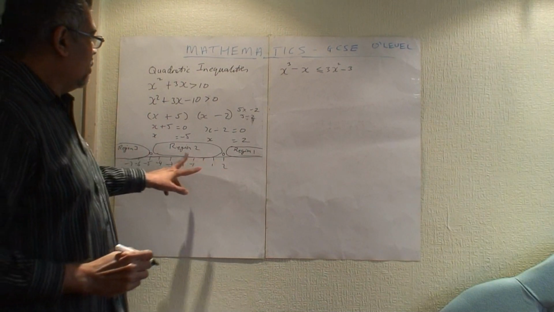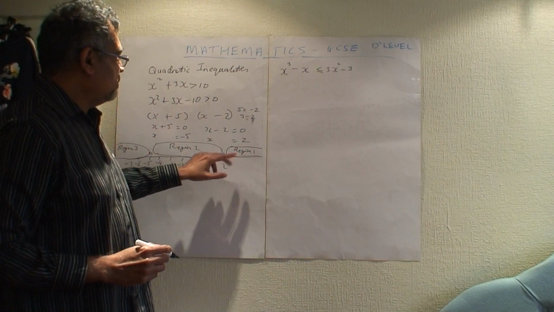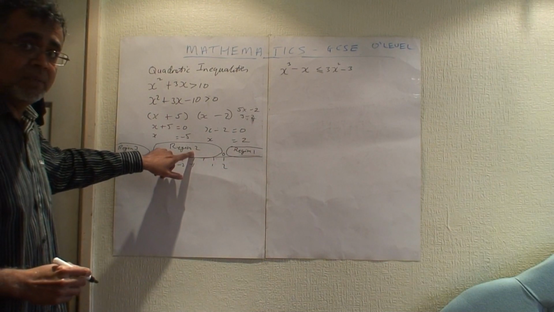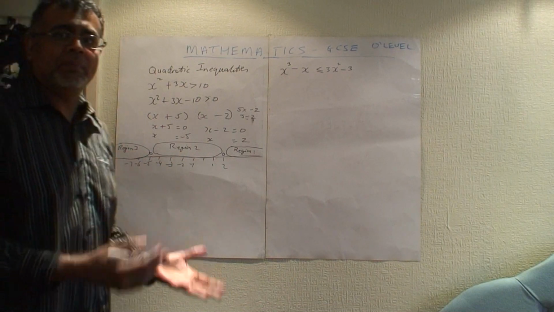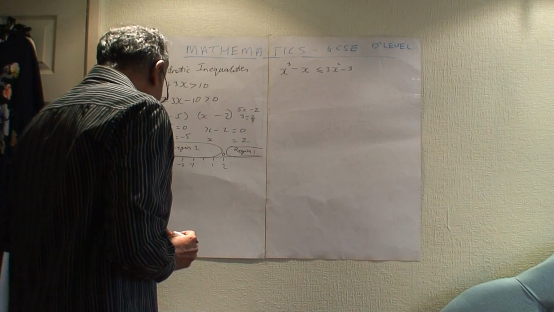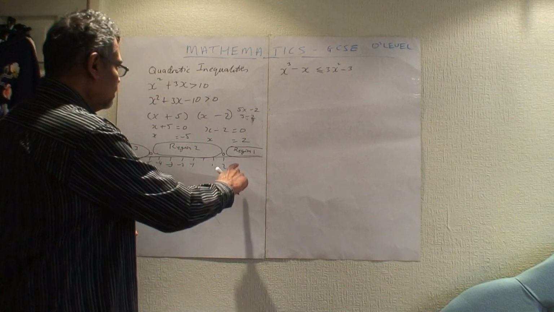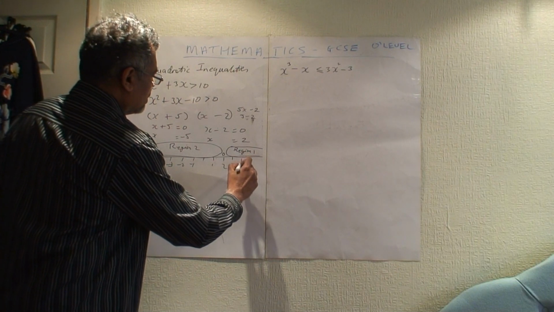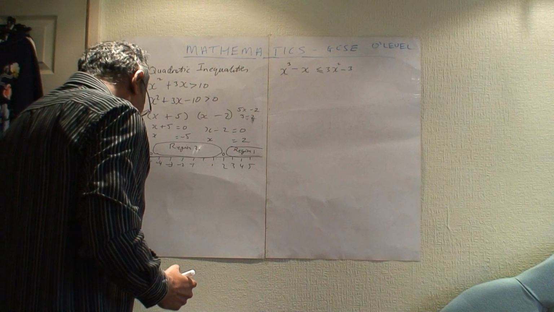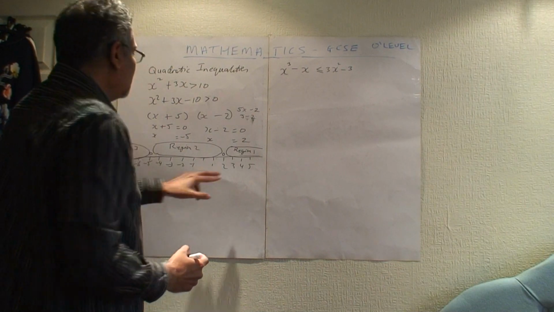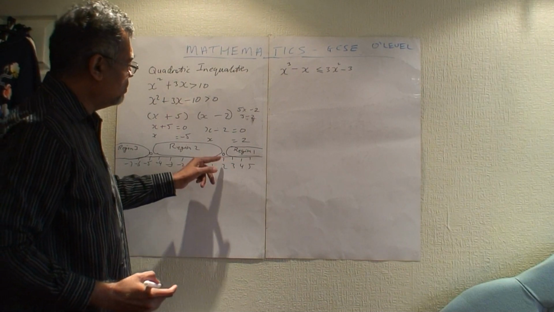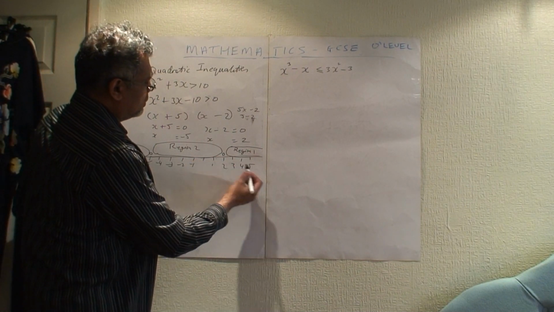Again, you need to find out if this region is positive or negative. It cannot be both positive and negative; it can only be either positive or negative. For us to find out if this region here is positive or negative, we choose a value here. From 2, we can choose 3.